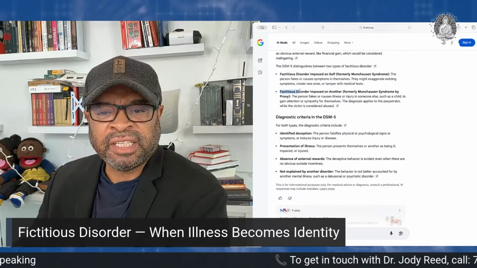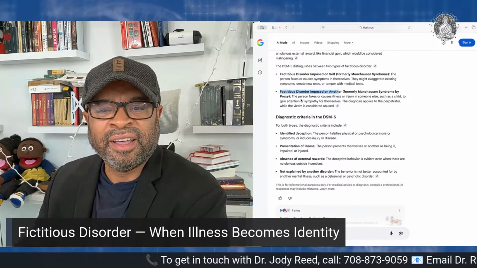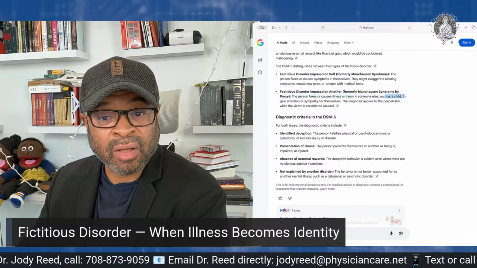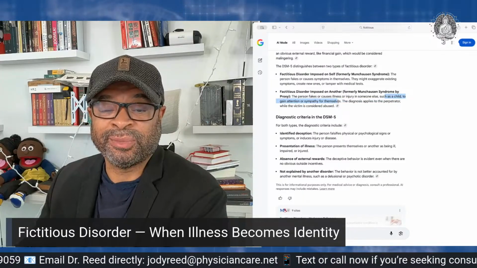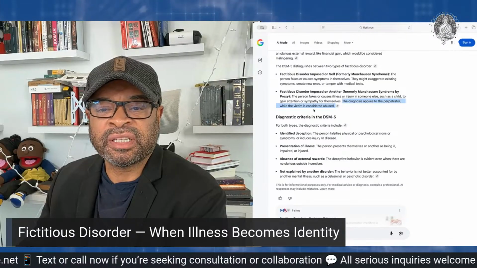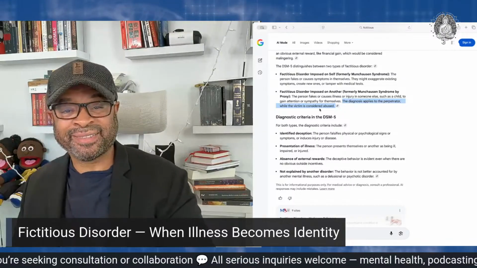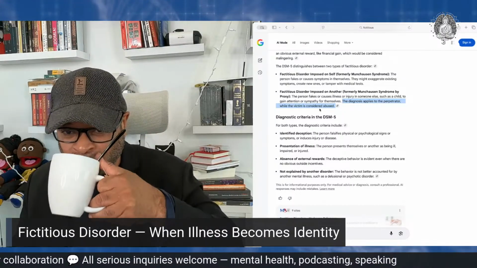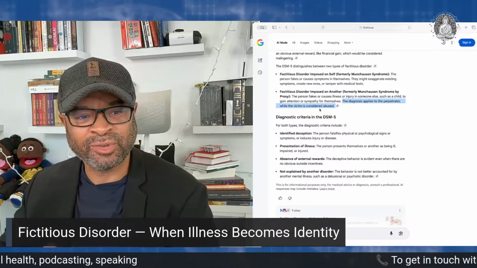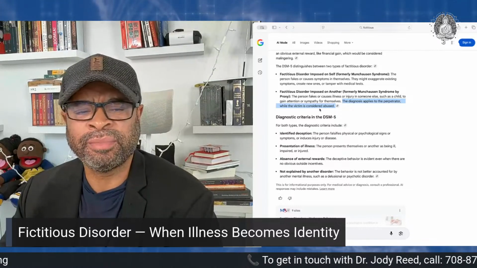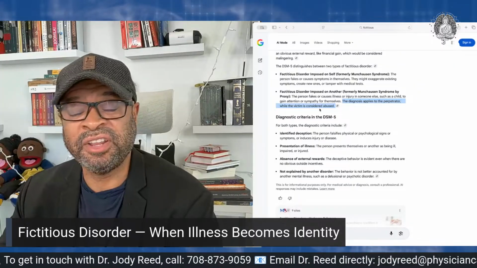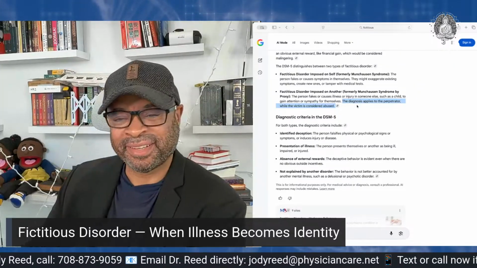Right. Next is factitious disorder imposed on another. The person fakes or causes illness or injury in someone else, such as a child, to gain attention or sympathy for themselves. Right? The disorder applies to the perpetrator, while the victim is considered abused. We often see this when families are trying to get disability checks or guardianships or things like that. They believe they're sicker than they really are, and basically they're trying to get gains for the patients.